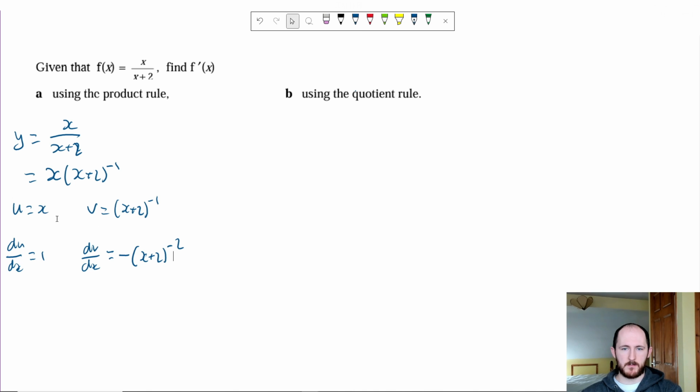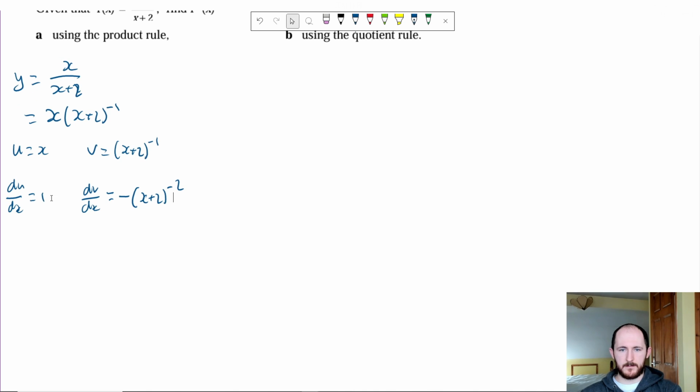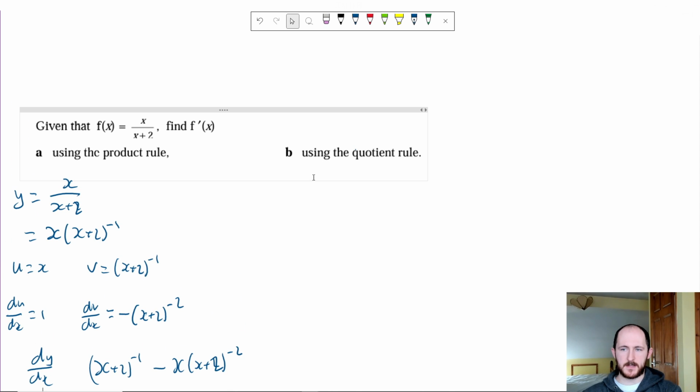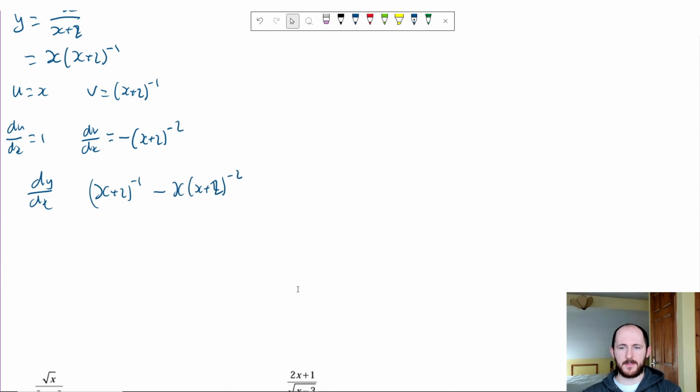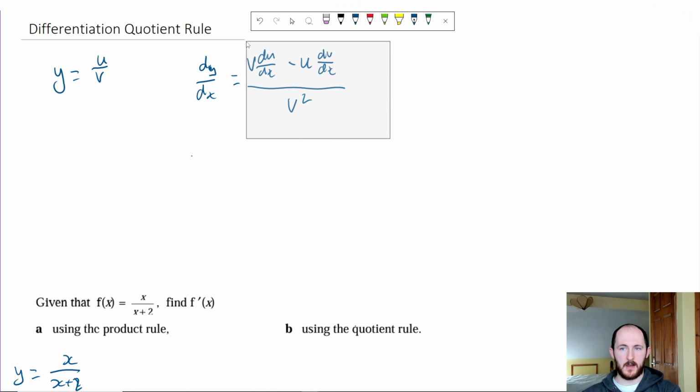Then all you do is you cross multiply. So we have these two times each other. So we have x plus 2 to the minus 1 minus x plus 2 to the minus 2. Now, that would be enough for dy by dx, okay? That would be enough. But as you're probably going to be able to tell, when we use the quotient rule, we're not going to get something that looks like this. We're going to get something that looks like this.